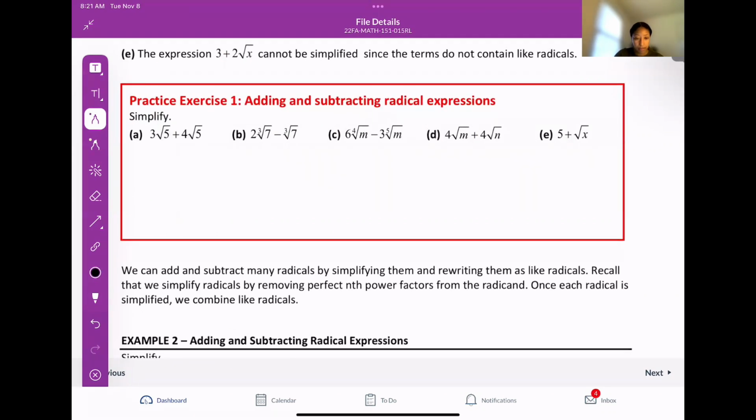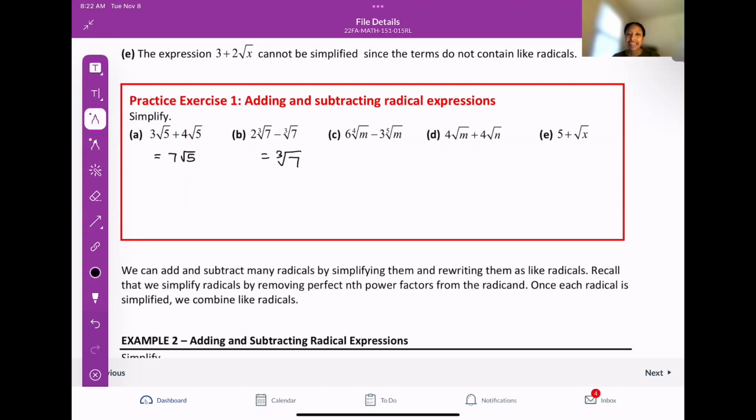For practice problem 1, part A, we have 3 square root of 5 plus 4 square root of 5. 3 plus 4 is 7, so this gives us 7 square root 5. That's it for these. Nice, easy start. Part B, 2 cubed root of 7 minus another cubed root of 7 would just leave us with 1 cubed root of 7. All right, part C, 6 times the fourth root of m minus 3 times the fifth root of m.